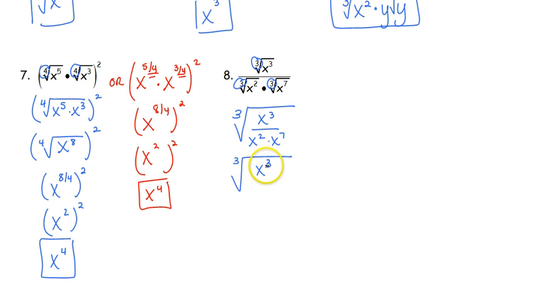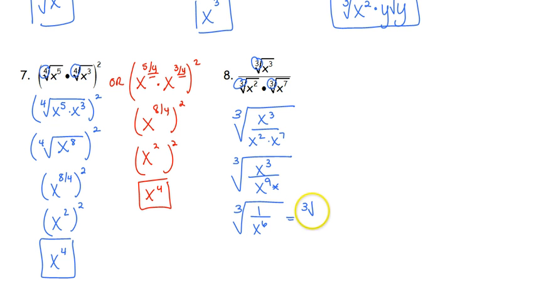Alright, so we've got x cubed on top. We're multiplying bases on the bottom, so that's going to give me x to the 9th. We're dividing like bases. They're both a base of x. I play the who wins. 9 is bigger. So this is the cube root of x to the 9 minus 3, which is x to the 6th.